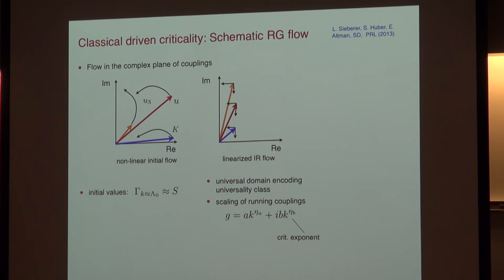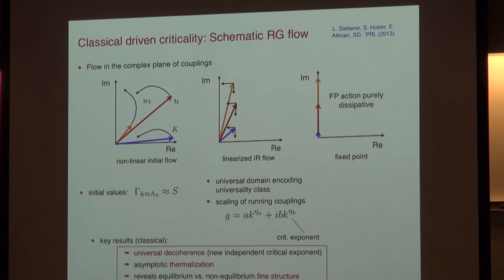The first finding for this classical analog, where we take something like exciton-polariton systems, is that the imaginary axis is reached. So this fixed point action is purely dissipative. What does this mean physically? First of all, we see a phenomenon of decoherence, which is described in the asymptotic stages by a universal decoherence exponent, and that's what we identified in this work. Moreover, this situation corresponds to an equilibrium situation. At asymptotically large distances, the system shows thermal equilibrium conditions. It's emergent.